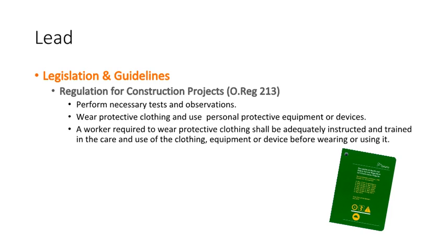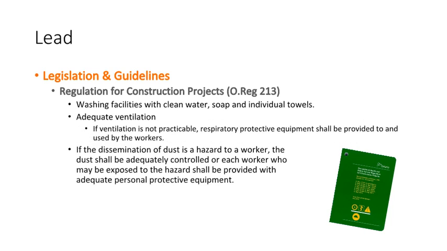A worker required to wear protective clothing shall be adequately instructed and trained in the care and use of the clothing, equipment or device before wearing or using it. The regulation for construction projects also says washing facilities with clean water, soap and individual towels must be available. Adequate ventilation must be in place. If ventilation is not practicable, respiratory protective equipment shall be provided to and used by the workers.